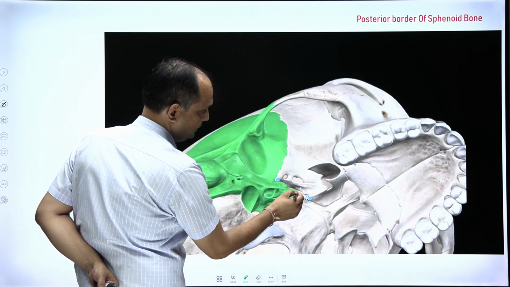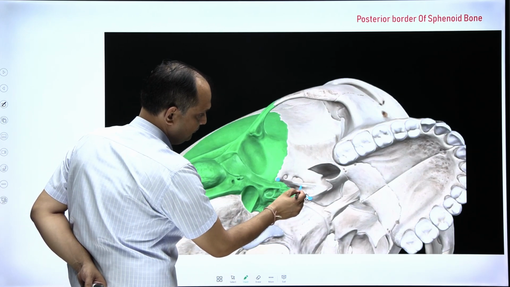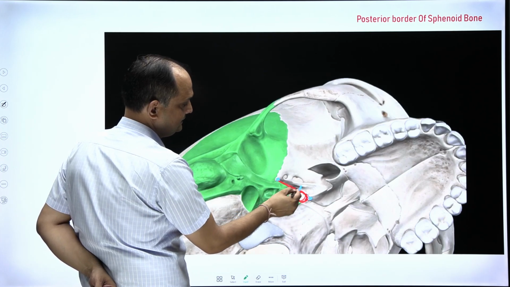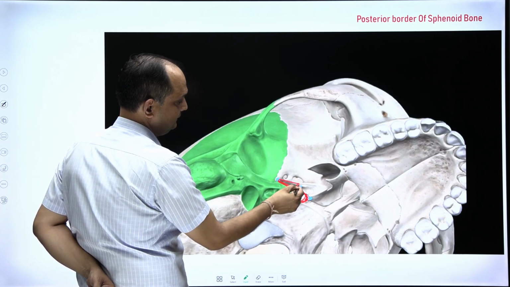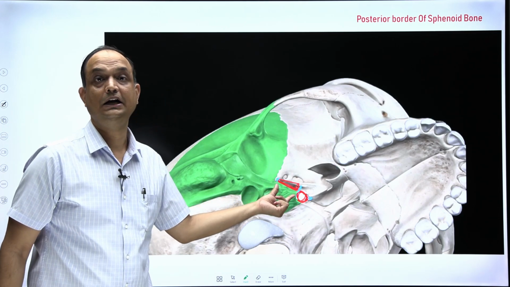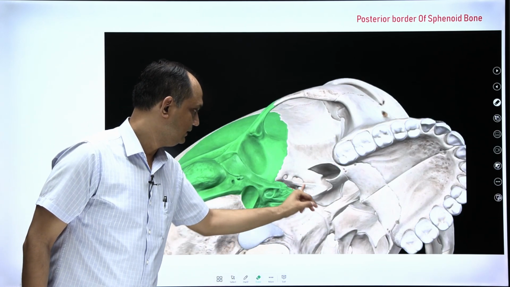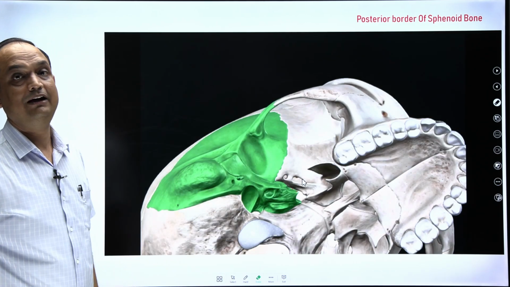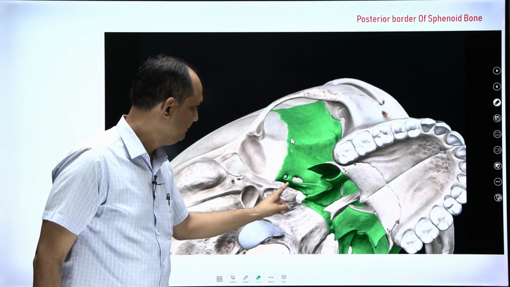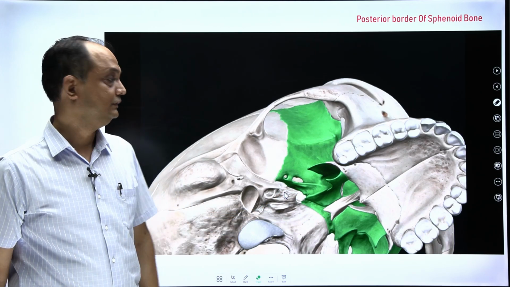Now, this posterior border is divided into 2 parts. Here this is your foramen lacerum. This is non-articular, and this is the sulcus tubi. This is the articular area. Clear? So here you will find the articular part, and here you will find the non-articular part. Here you have to keep in mind that the posterior border has 2 very important features along with the greater wing of sphenoid.